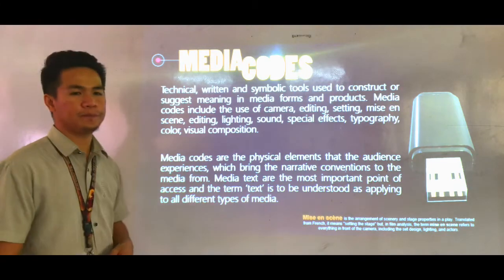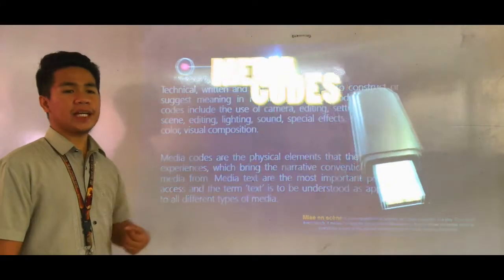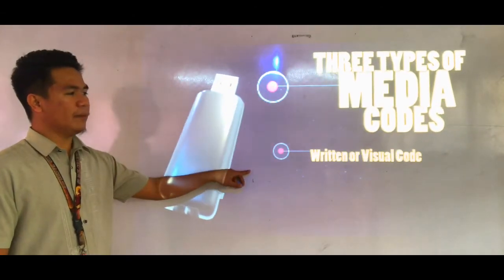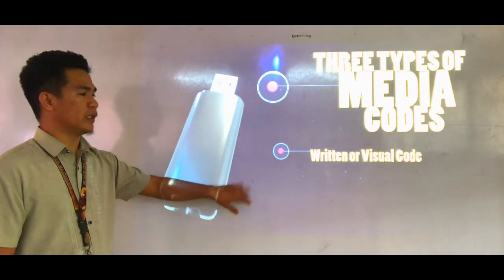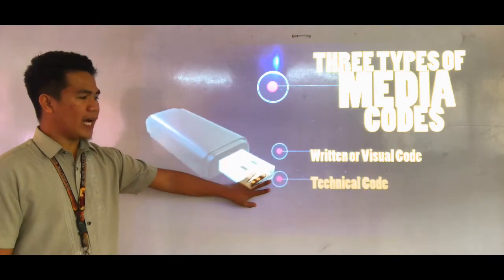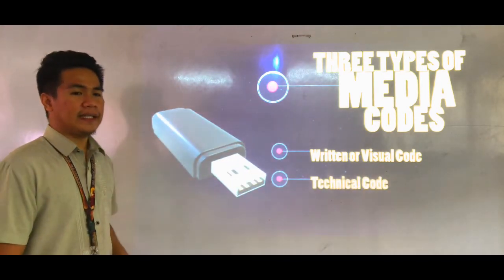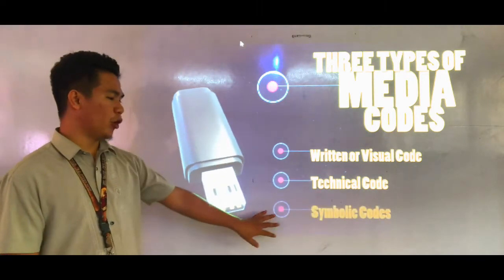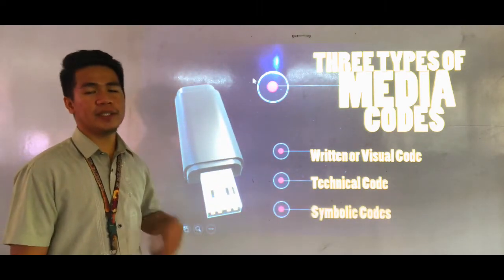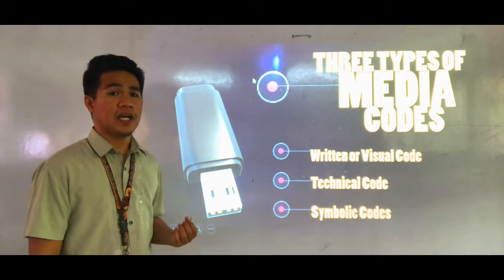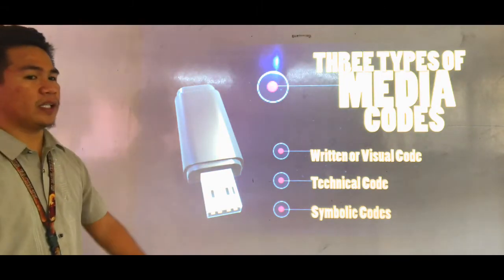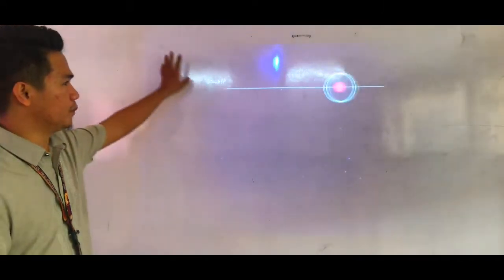Mise-en-scene. So, there are three types of media codes. Number one, we have the written or the visual code. Number two, we have the technical code. And then number three type of the media code, we have the symbolic codes. So, isa-isahin natin i-discuss yung types ng media codes. So, let's start with written or visual code.